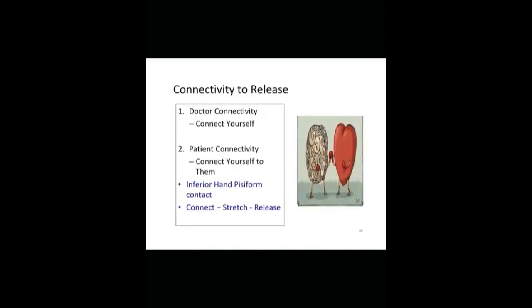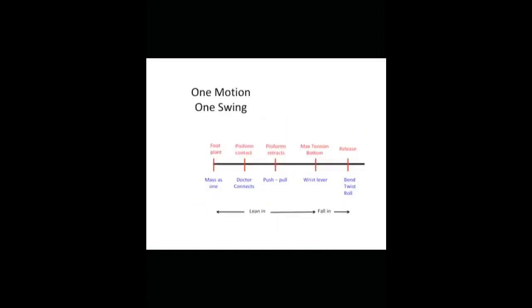It's an inferior hand contact, a pisiform contact, and the idea is to connect, to stretch, and to release. It goes through processes like this, as we step into it with our mass. It's all about the mass. It is like a car. You don't push a car with your arms. You lean into it and drive your mass into it.